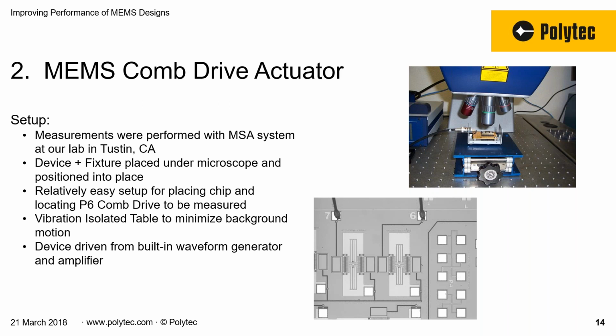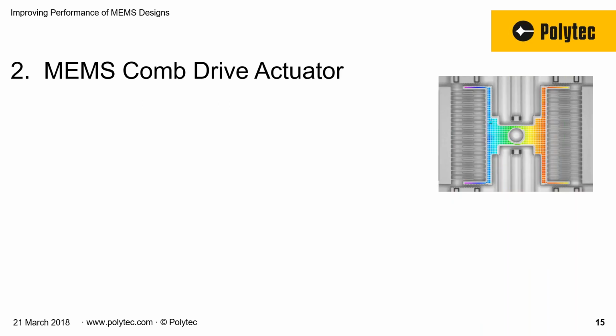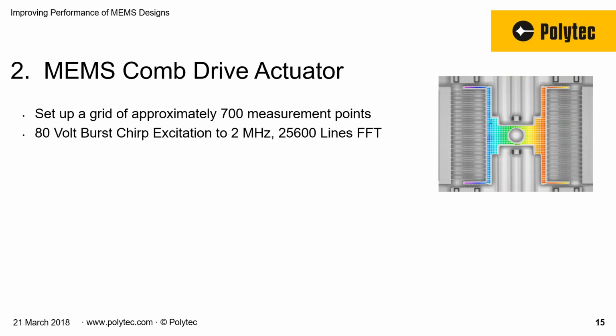In this particular case, this was fixtured on a chip. We were able to make the electrical connections, put this on a vibration damp table, micro-position the device into place, and then run this from our frequency generator to excite it and do the measurement. The structure is several hundred microns in size. We were able to grid the comb drive shuttle with 700 points over the surface.